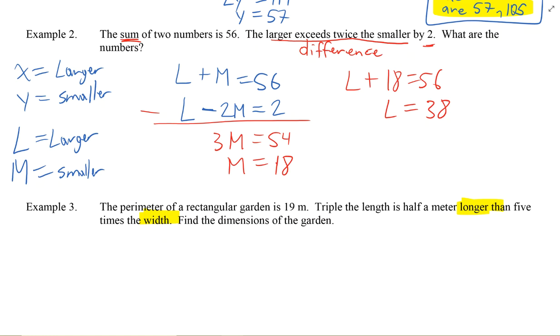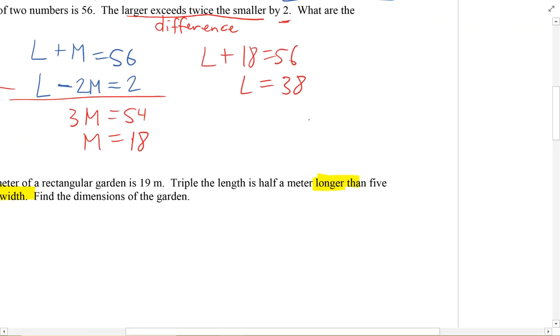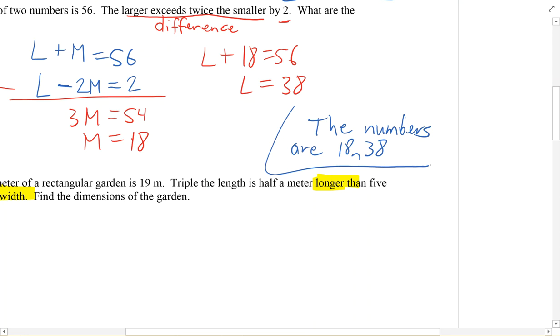Okay, so then read the last sentence. What does the last sentence say? What are the numbers? So what is our answer going to say? The numbers are, right? We're going to reflect that last sentence. The numbers are 18 and 38. Okay? And you can just use a comma. You can use the word and if you want. That's fine. I'm just super lazy and I write commas instead of the word and.